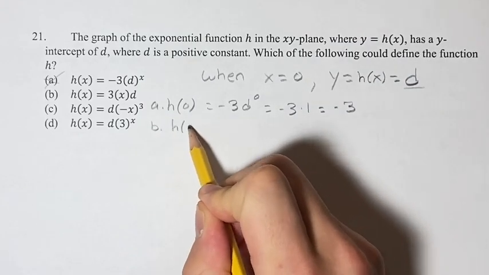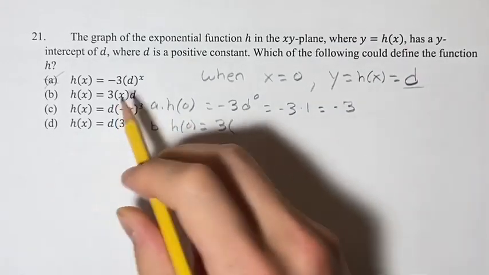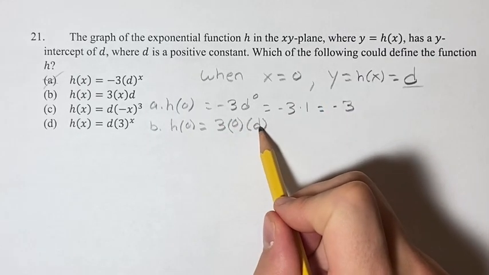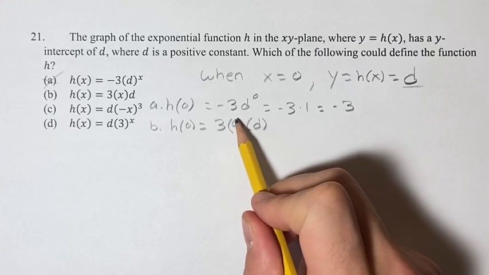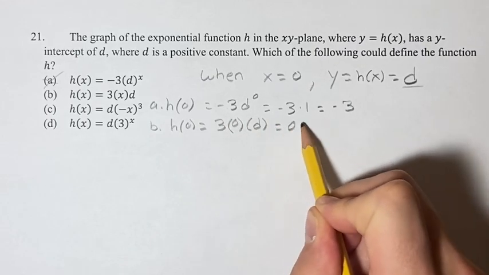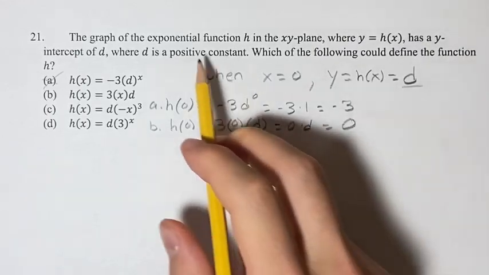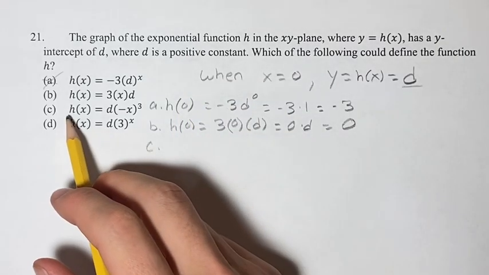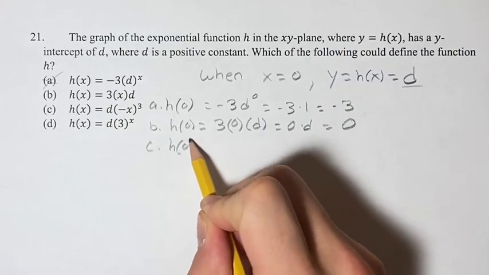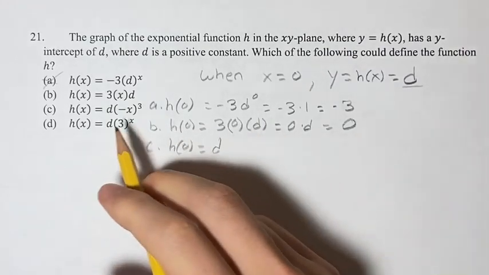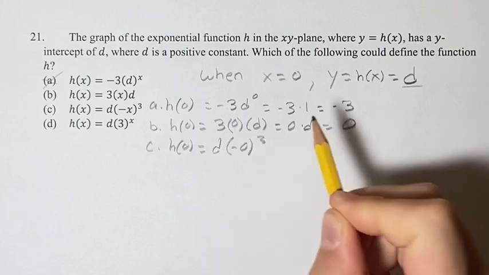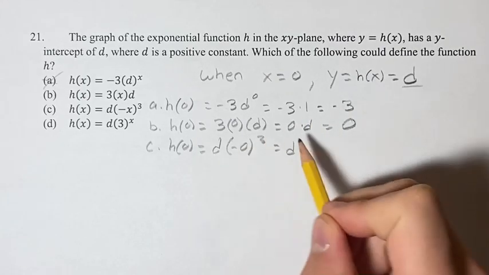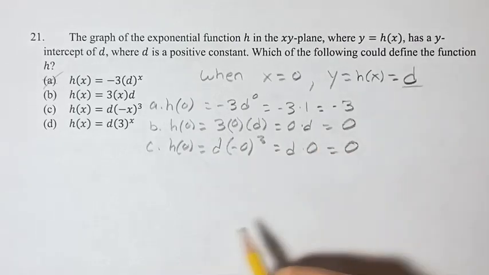B, h of 0 is equal to 3 times x, which is now 0, times d. 3 times 0 times d is 0 times d, which is just 0. 0 is not positive, so we continue. For C, h of 0 is equal to d times (-0) cubed. -0 is just 0. 0 cubed is just 0, so 0 again.